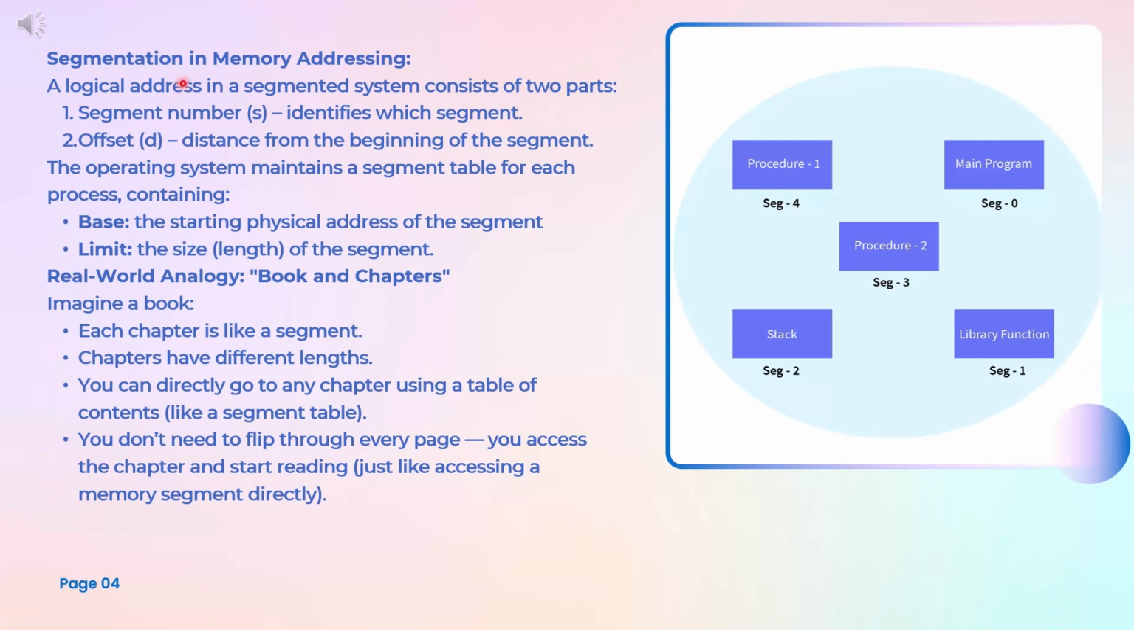In segmentation, a memory address has two parts: segment number, which identifies the segment, and offset, the distance from the start of that segment. Every process has a segment table with a base address, where the segment starts in memory, and a limit, the length of the segment. This keeps each segment isolated and protected.